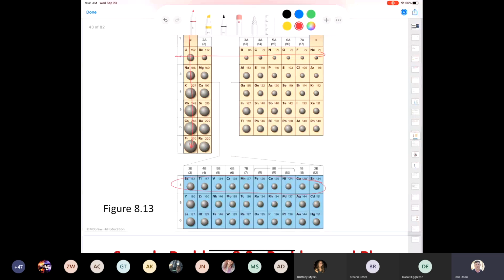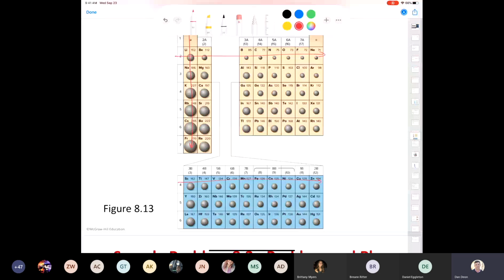I can tell you very quickly that the reason why is because as you go across here, you're increasing the number of protons, but since you're adding d electrons, those are inner electrons. And so every time you add a proton, it's going to affect the shielding, such that the atomic size is going to remain the same.